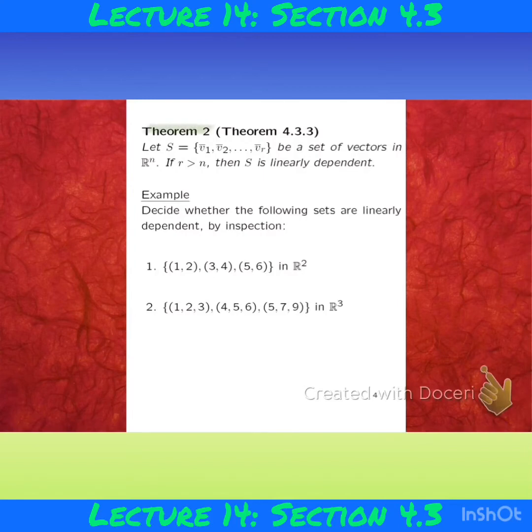Theorem 2 states that if S is a set of r vectors in Rn, and now we know what Rn is, it's the set of n-tuples where vector addition is component-wise and scalar multiplication is component-wise. Each vector in Rn has n components, right? So if the number of vectors in S is bigger than the number of components of the vectors, then S is linearly dependent.